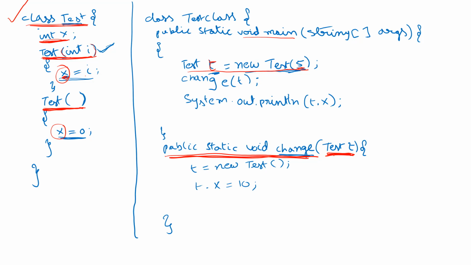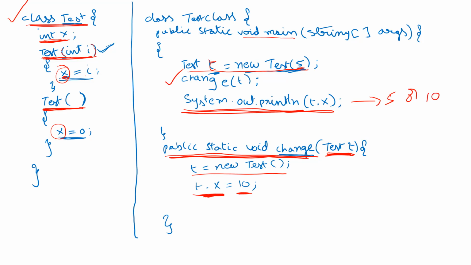In this method, I am creating the object t is equal to new test, and I am trying to change the value of x from 5 to 10, and I am calling this method the main method, and now I will try to print the value of x here. So what happens? What value does it print? Does it print 5 or 10?